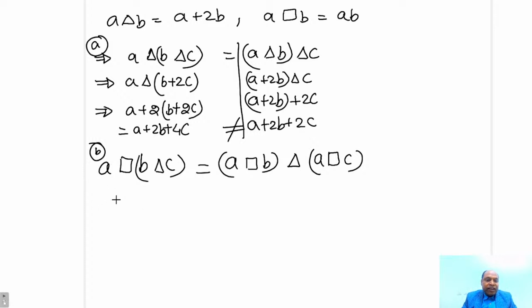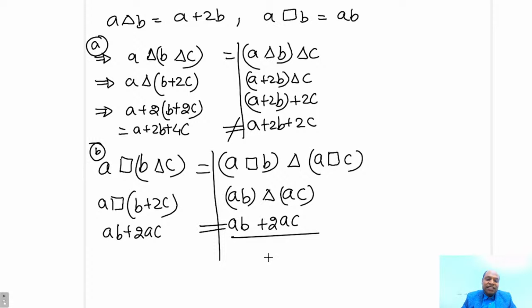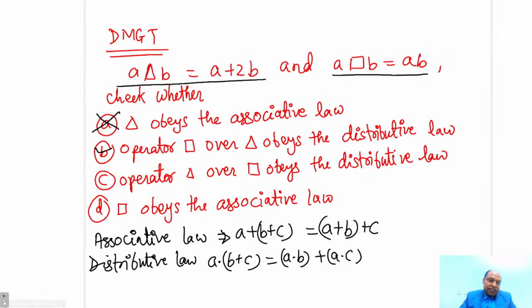So A square (B triangular C), that means again A square (B triangular C) is B plus 2C. A square, that means AB plus AC. From here I'll get, so here AB triangular AC. Now AB triangular AB triangle AC. Now again AB, so AB plus 2AC. Yes, both are correct. That means this is correct. So this is logically employed.